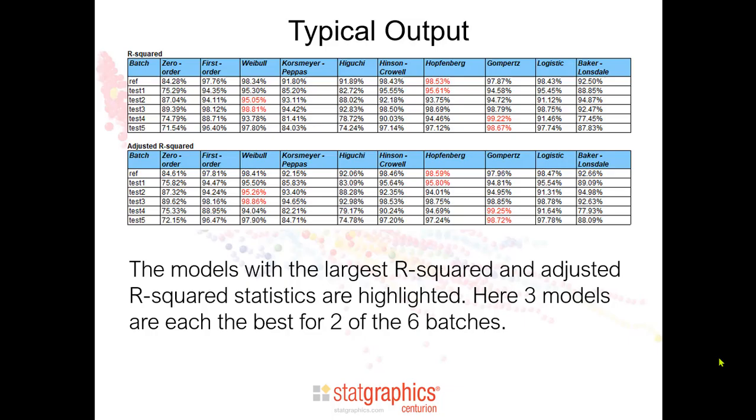Here is the output that was generated when fitting our sample data. You see the calculated R-squared and adjusted R-squared statistics for each of the 10 dissolution models. The best model for each batch is highlighted in red. You'll see that the Weibull model was best for 2 of the batches. The Hopfenberg model was best for 2 other batches, and the Gompertz model was best for the final two.